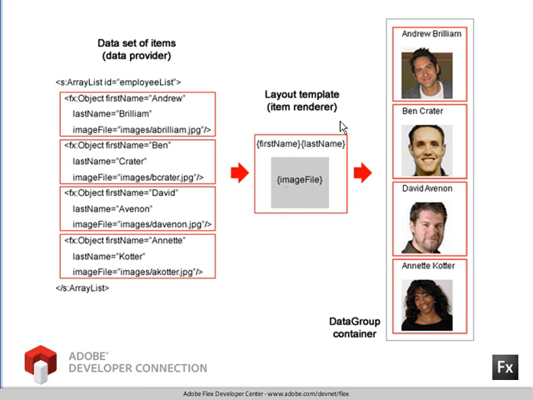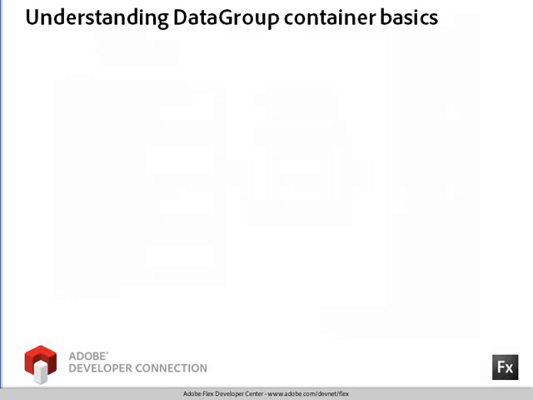In this video, you will use two default item renderers that are available in the Spark package. In the next video, you will learn how to create your own custom item renderer. Let's begin with an overview of the data group container basics.